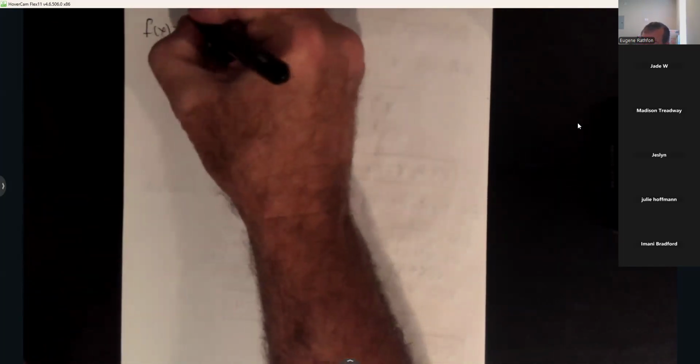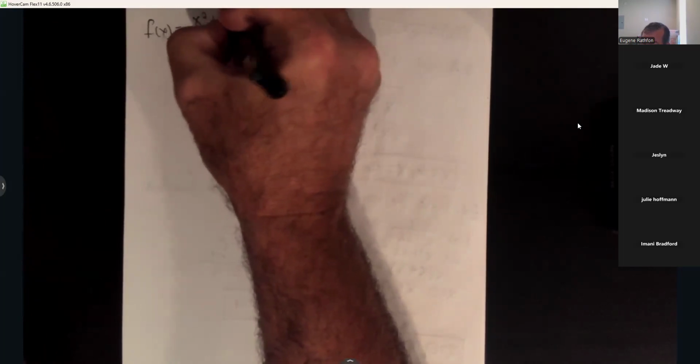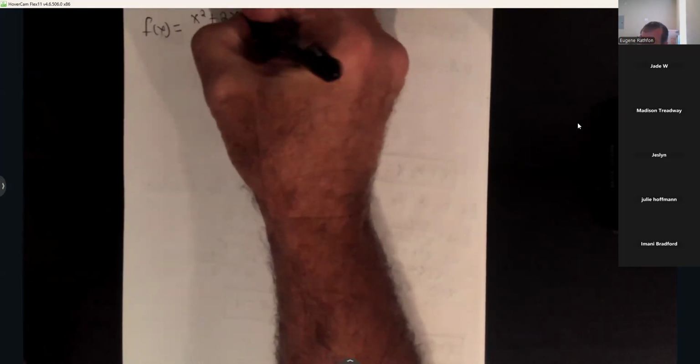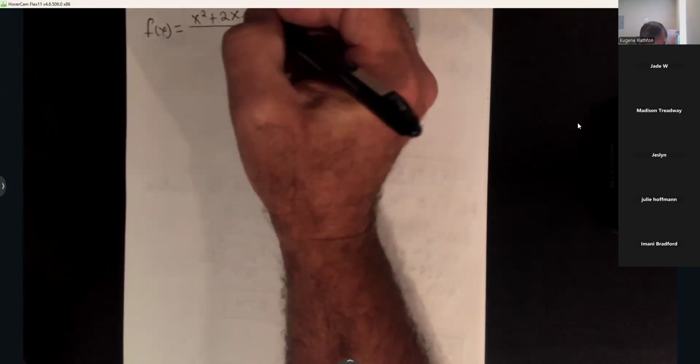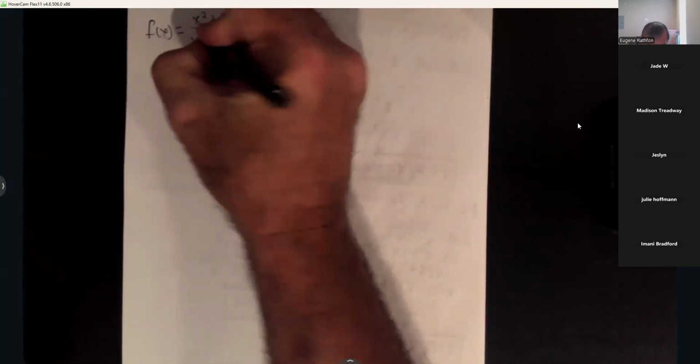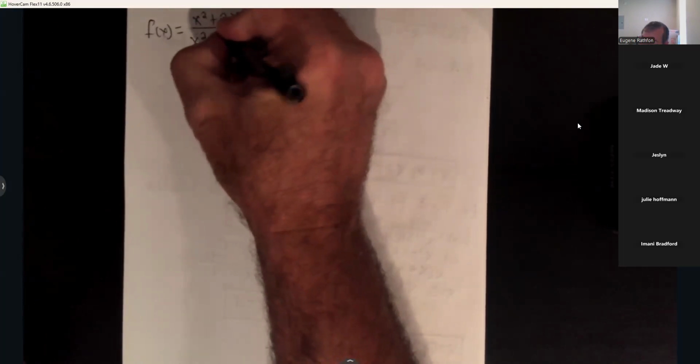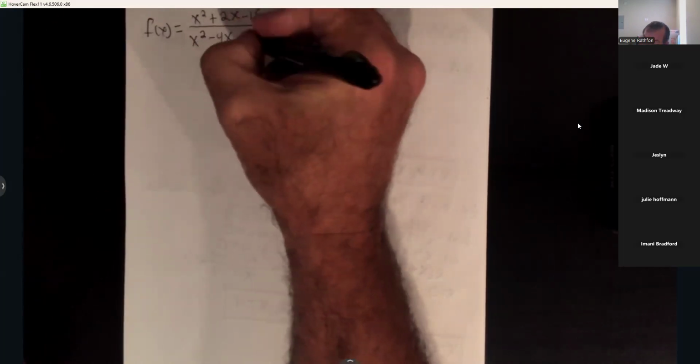So y'all, let's do one where you had to factor it then. So let me see. This one will be f of x equals x squared plus 2x minus 15 over x squared minus 4x minus 21.